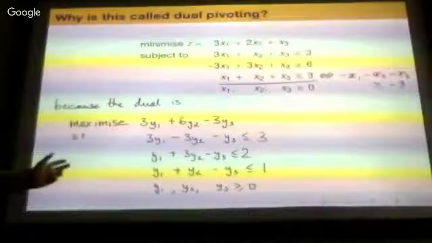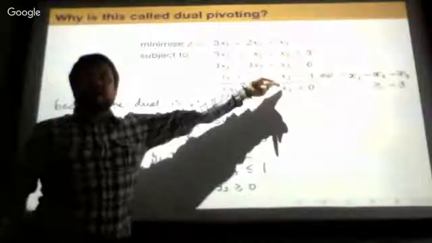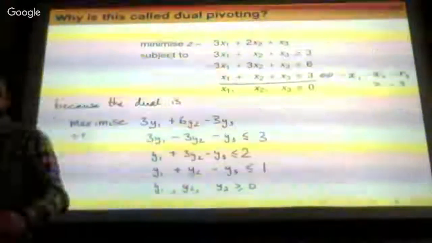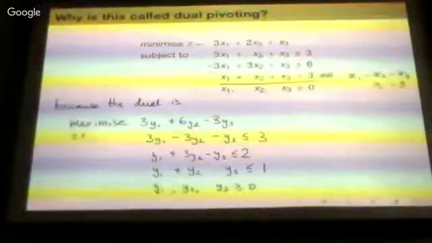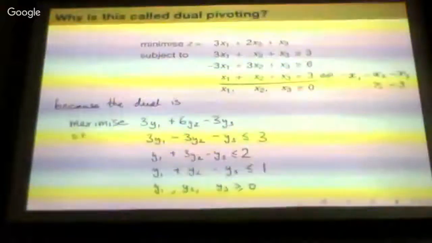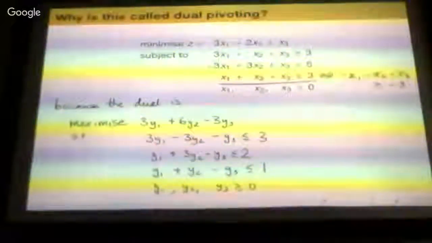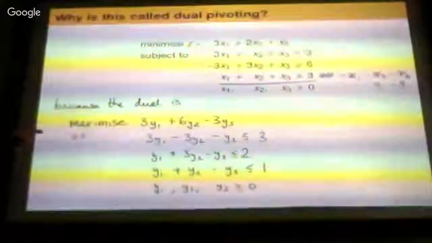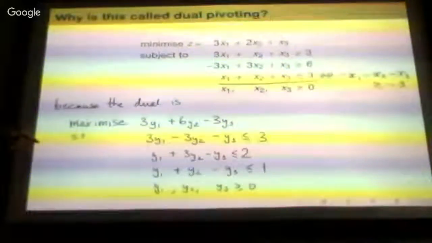Just keep in mind always that a constraint here corresponds to a variable there, and vice versa. A constraint here corresponds to a variable there, so you can't go wrong with the numbers then. Okay, that's the dual. And now this is just a normal maximization problem, of the sort that we've done loads of before.